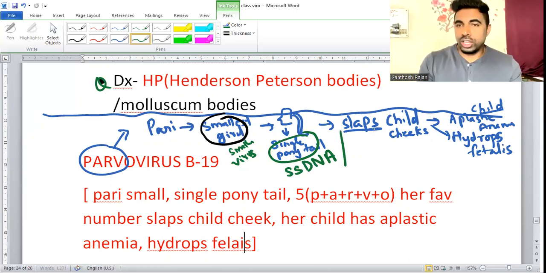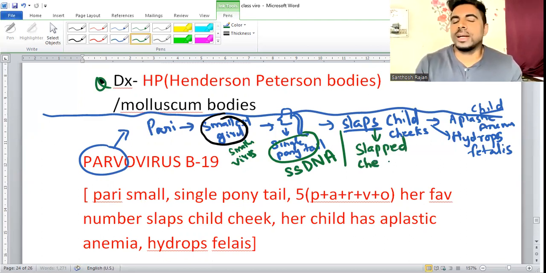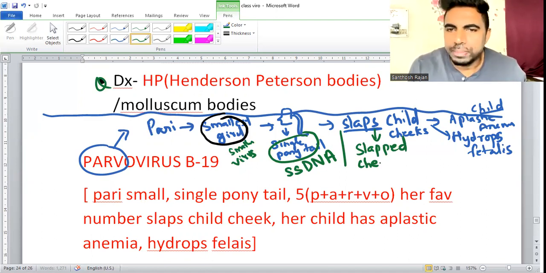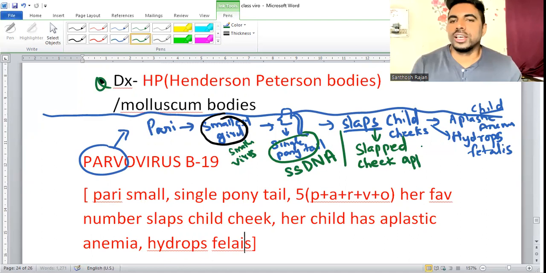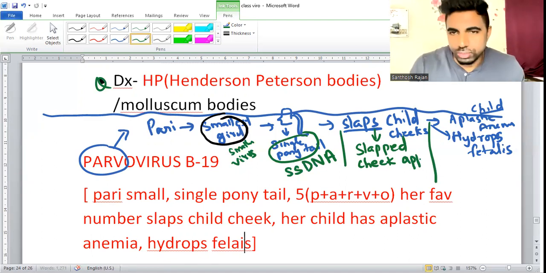And slaps. Why did I put that she slaps the children? Why does Pari slap the children? Because the child has a slapped cheek appearance. There is no exam where the slapped cheek appearance hasn't appeared. In almost every exam, slapped cheek. Whatever the spelling is, just slapped cheek appearance. It's the commonest question. We also call this infectious erythema.